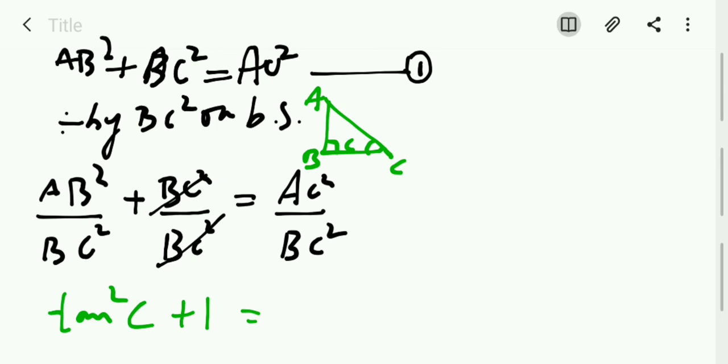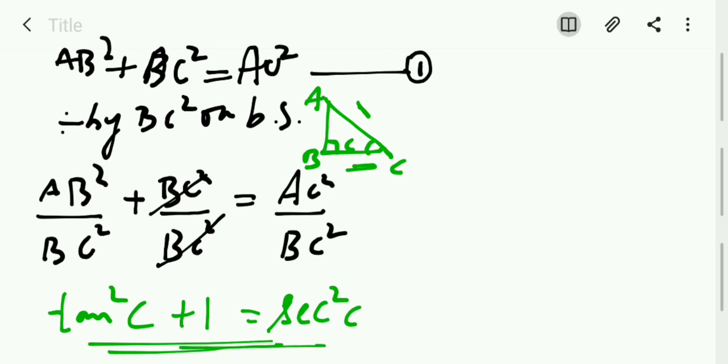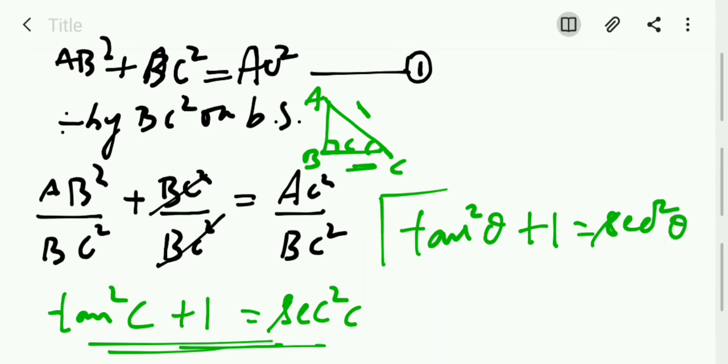BC by AC we know as cos theta, adjacent by hypotenuse. But hypotenuse by adjacent is nothing but 1 by cos theta, which is nothing but secant theta. Correct? You remember this, right? All the trigonometric ratios, the definitions. Look, if you know the definitions, these are all very, very easy, guys. I'm telling you, you can do the trigonometry just like this as long as you know the basics. So in general terms, how can I write this? Tan square theta plus 1 is equal to secant square theta. This is our third identity.